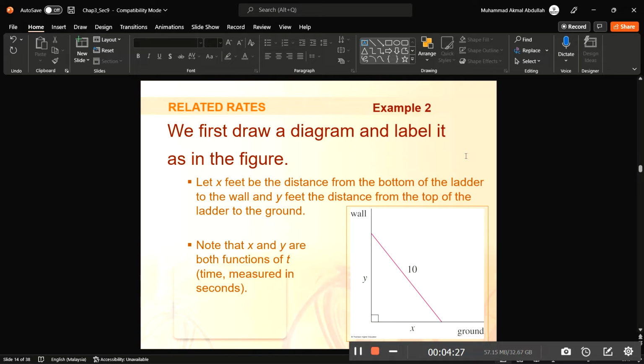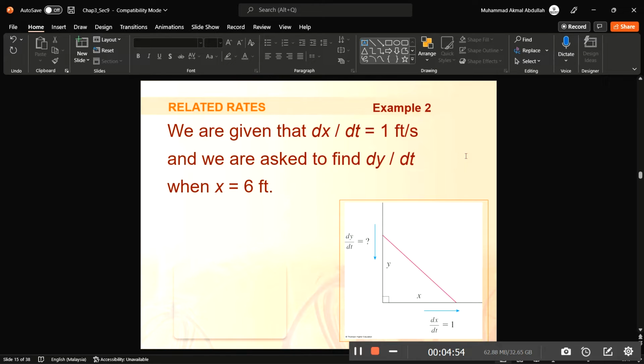Before we solve the problem, we draw a diagram and label it as a figure. Then we let x feet be the distance from the bottom of the ladder to the wall, and y feet the distance from the top of the ladder to the ground. And note that x and y are both functions of t, where t is time measured in second. Then we are given that dx over dt equal to 1 feet per second, and we are asked to find dy over dt when x equal to 6 feet.